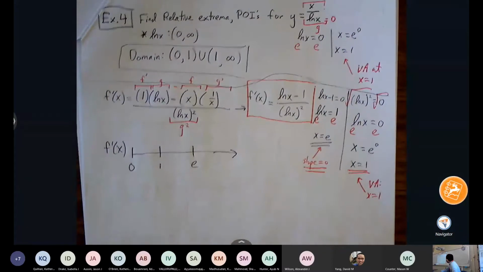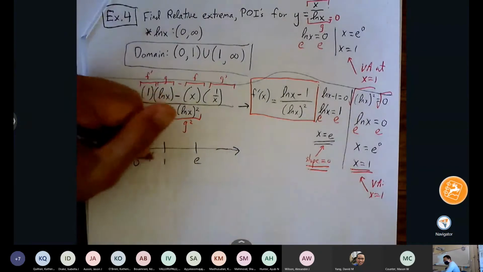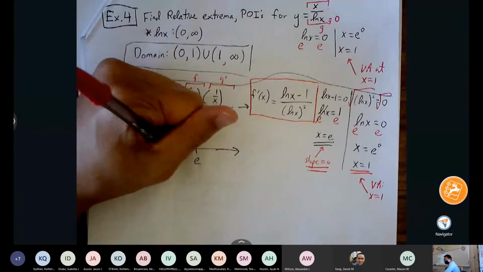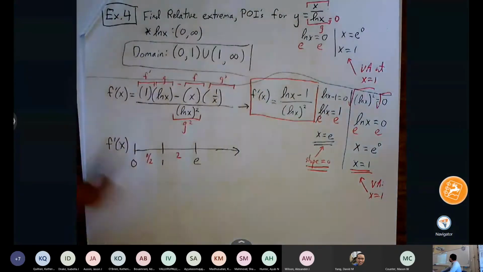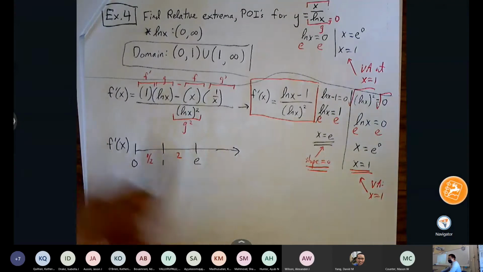Okay, so let's choose values in each interval. 1/2 falls nicely between 0 and 1. Between 1 and e, well, we know e is around 2.7, so 2 is a number that we can put. Now, a number to the right of e, you can choose 3. There's no issue there.